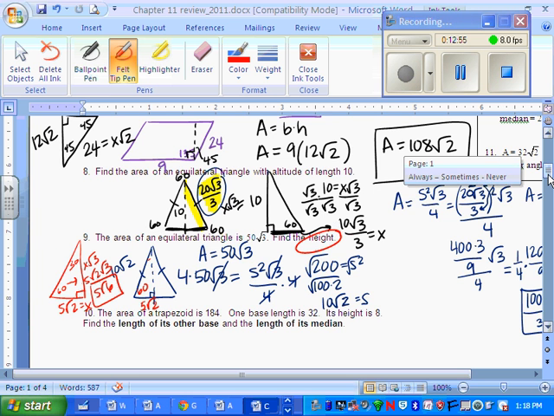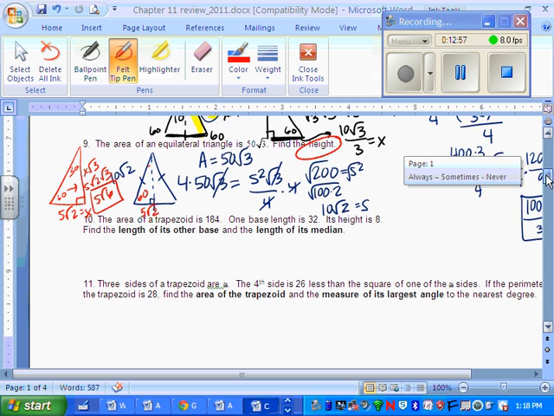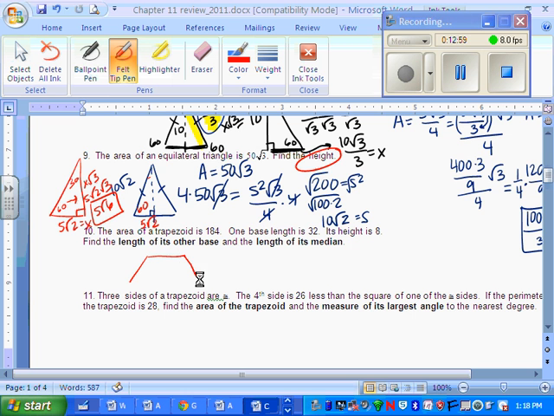The next one, find the area of a trapezoid. We know the area of a trapezoid is 184. And our trapezoid looks like this. One base is 32, and the height is 8. Okay, I'm looking for the other base, and we know the area is 184.